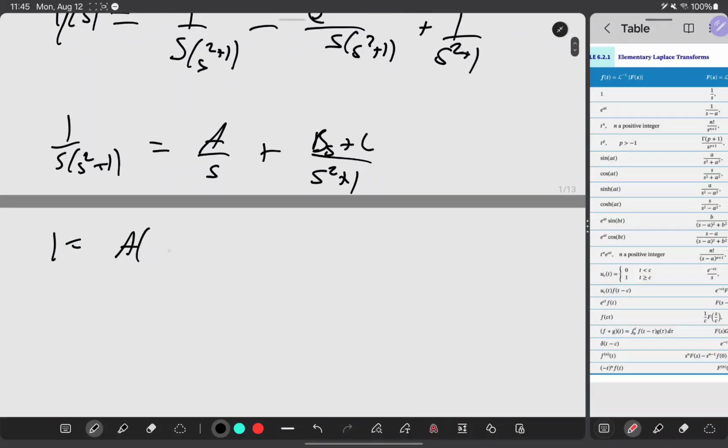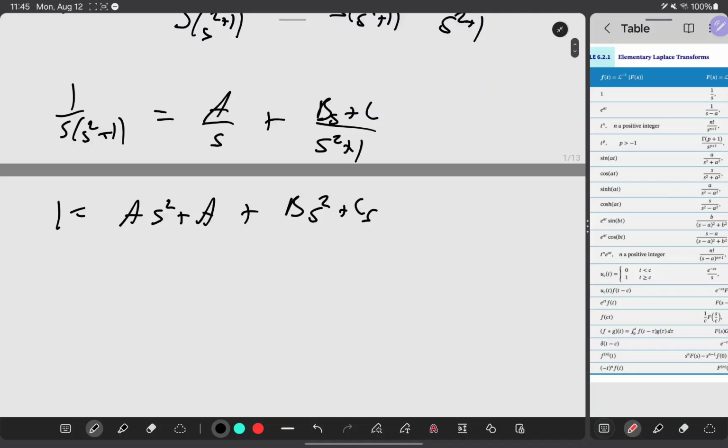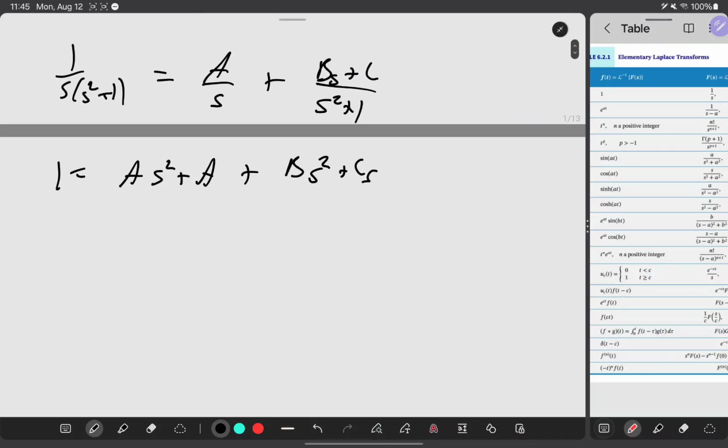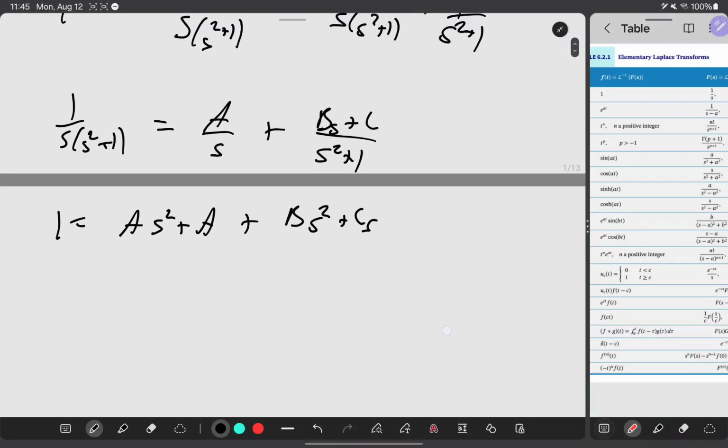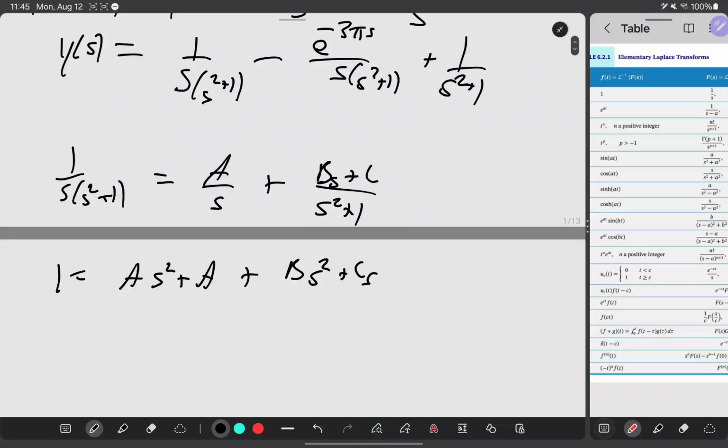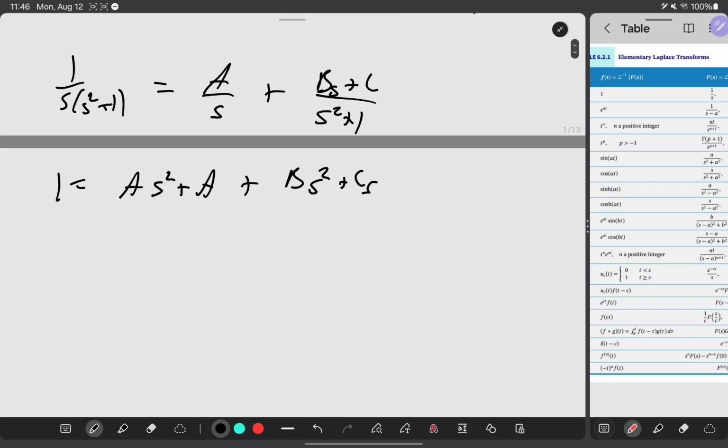This would be a times s squared plus a, plus b s squared plus c s. I distributed. None of this stuff is new, so just try it and go through it. Do your own work by yourself and then match it with mine, because I'm skipping steps here. If you have questions with any of this stuff, you can go back to my previous few videos.